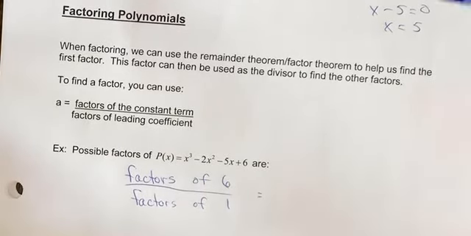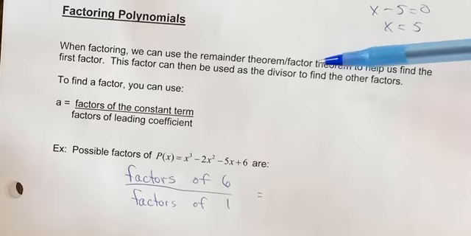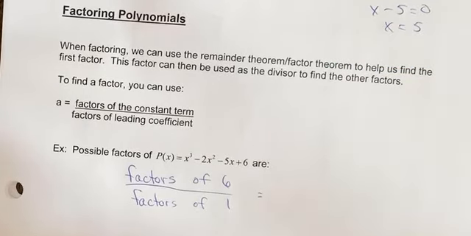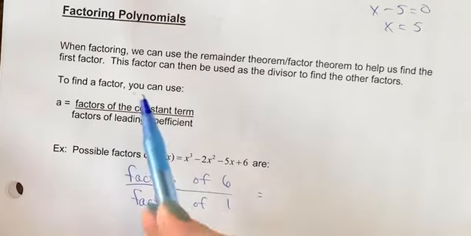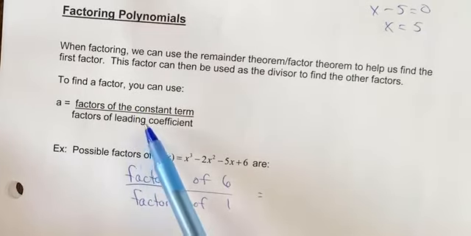Factoring polynomials. When factoring, we can use the remainder theorem and factor theorem to help us find the first factor. This can then be used as the divisor to find the other factors. So to find the factor, you can use this formula.